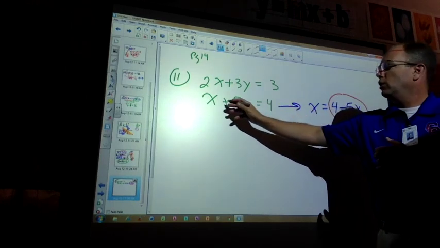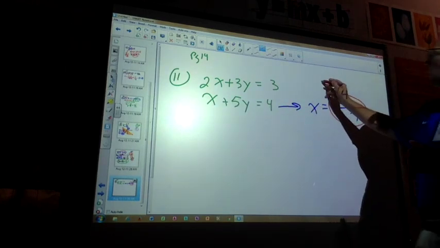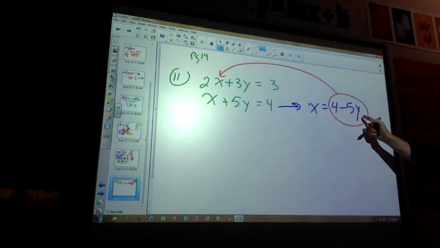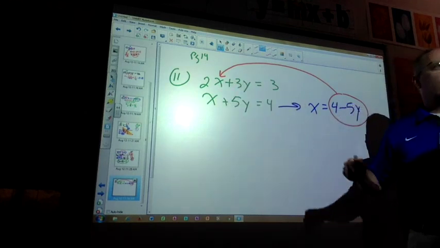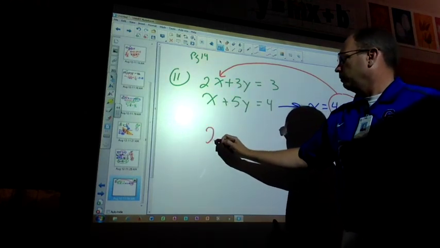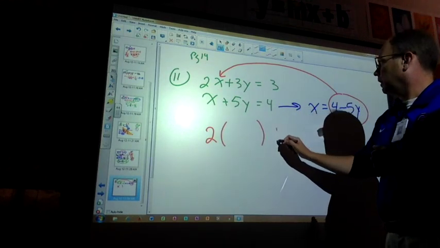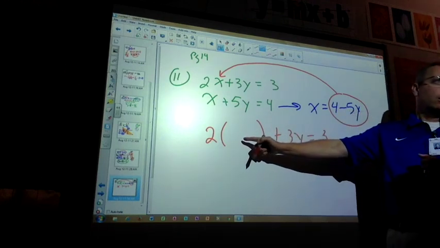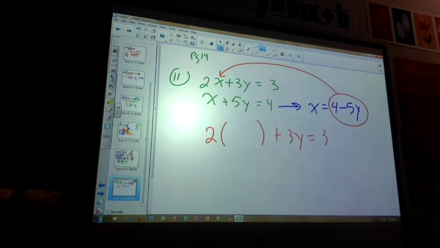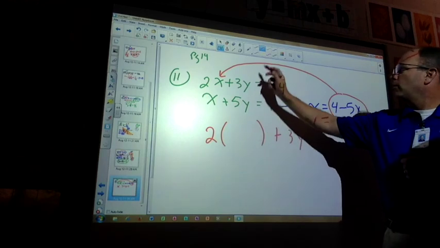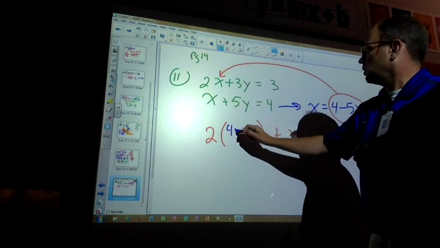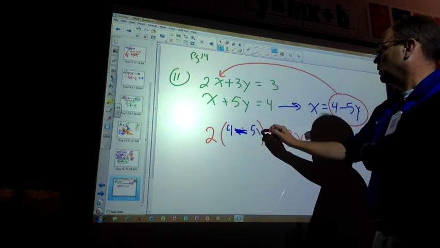Now with this known, I'm going to take this and go into the other equation. I'm no longer using this bottom equation. I know that x is equal to this, so I'm going to plug it into the other equation for x. So I get 2 quantity plus 3y equals 3. What was here originally? x. What am I going to put in place of x now? 4 minus 5y.